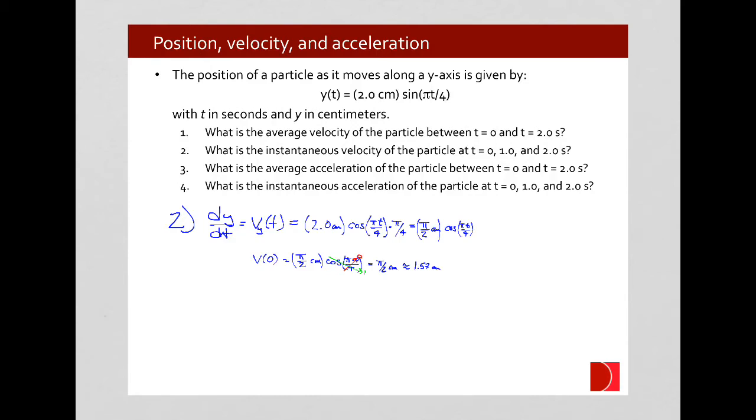We could do the same thing for the position at 1 second. We still have pi over 2 centimeters times cosine of pi times 1 over 4. This term here is going to be pi over 4. The cosine of pi over 4 is the square root of 2 over 2. Our solution then is going to be pi root 2 over 4 centimeters. This is the actual correct amount that you should keep.